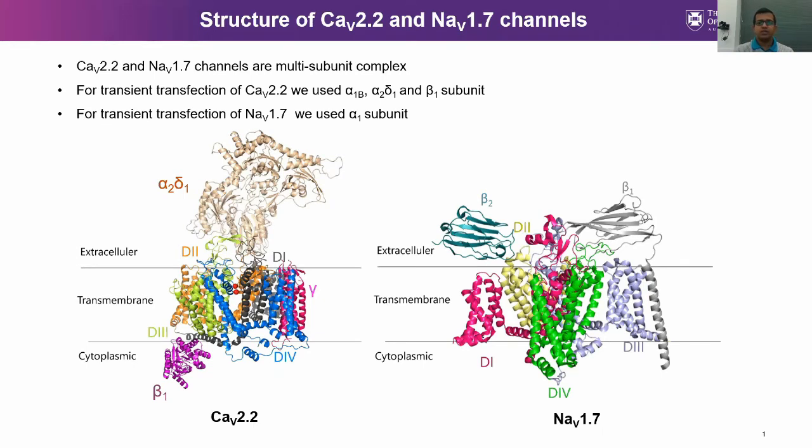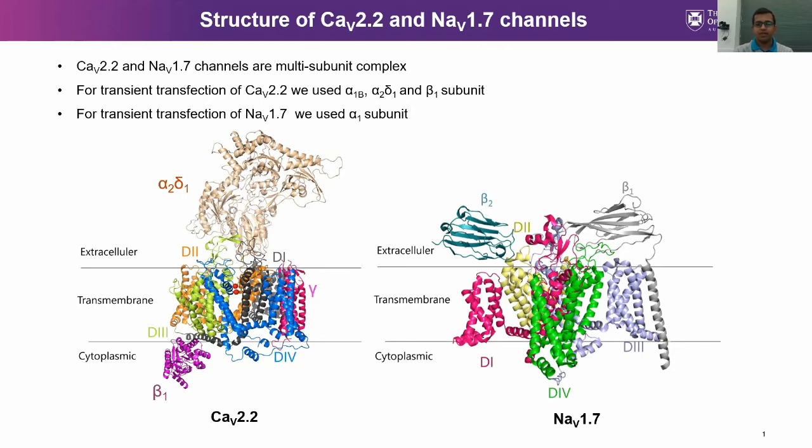We optimized transient transfection to express two voltage-gated ion channels, CaV2.2 and NaV1.7, which are important for pain modulation. CaV2.2 and NaV1.7 channels are multi-subunit complexes. CaV2.2 channels consist of pore-forming alpha-1, extracellular alpha-2 delta, transmembrane gamma, and intracellular beta subunits. However, for transient transfection of CaV2.2, we used alpha-1b, alpha-2 delta-1, and beta-1 subunits because these subunits are sufficient to perform the physiological function of the channel.